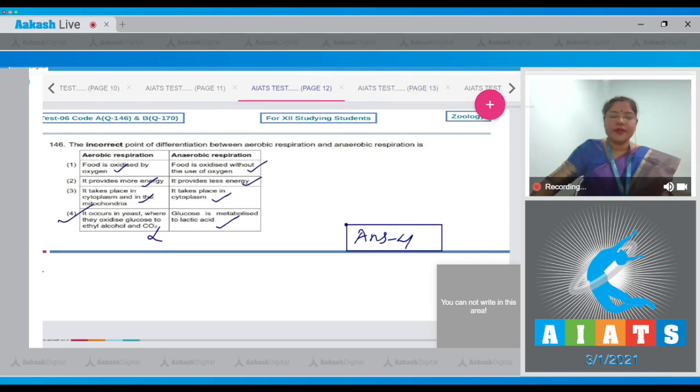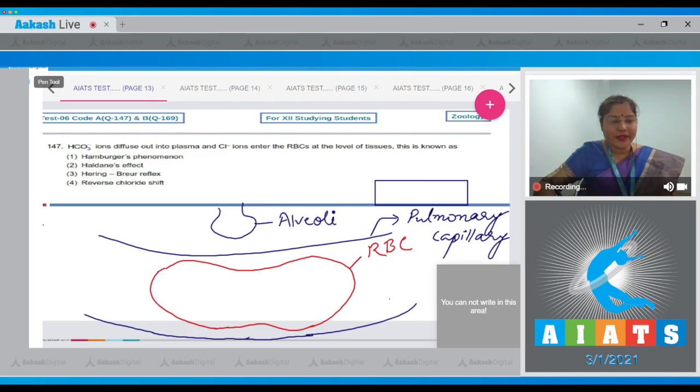Let's move on to the next question. Question number 147. Bicarbonate ions diffuse out into plasma and chloride ions enter the RBCs at the level of tissues. This is known as, and the options given are Hamburger's phenomenon, Haldane effect, Herring-Breuer reflex, and reverse chloride shift.